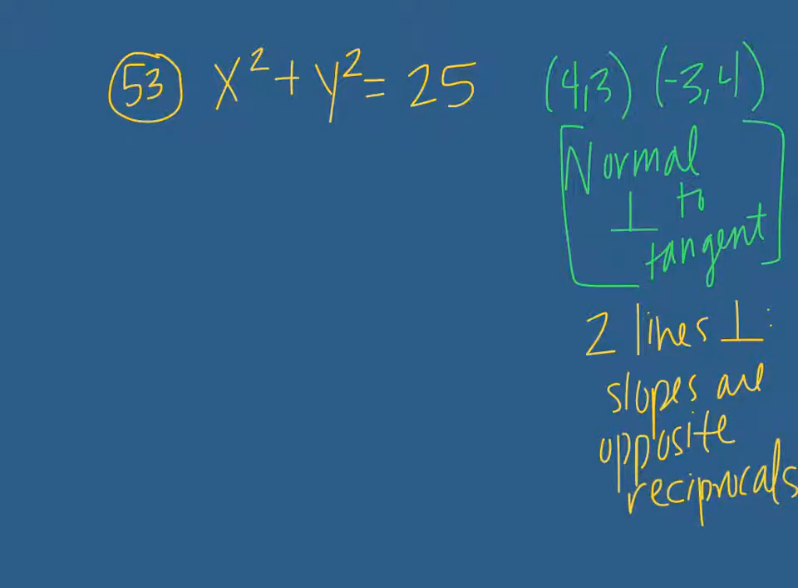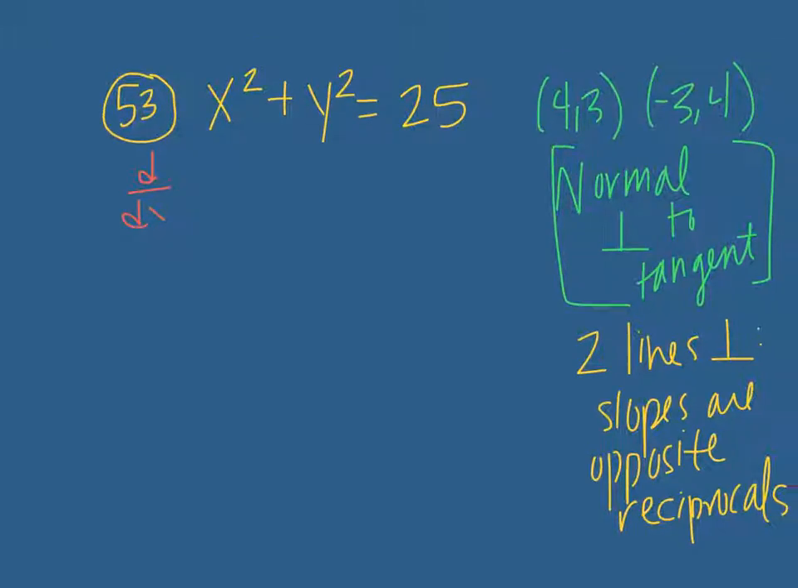Okay, so first things first, of course, if we're trying to find a tangent line, we need a slope and a point. And we have the points, so that's easy. So now we just need the slopes. So to get the slopes, we need to take the derivative with respect to x of both of these things, or both sides, that is.